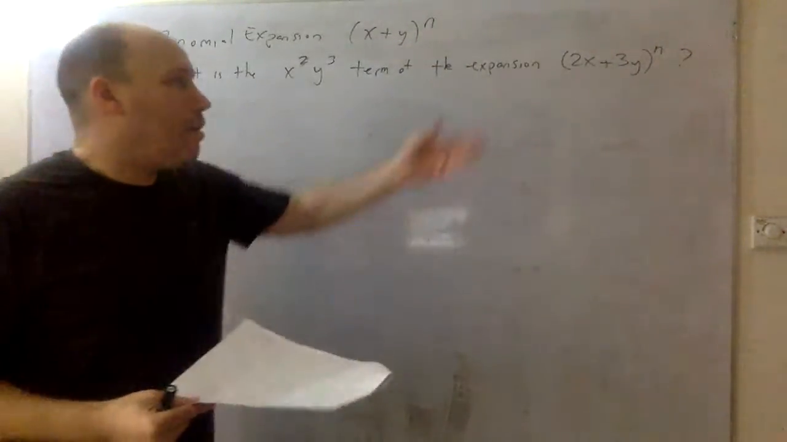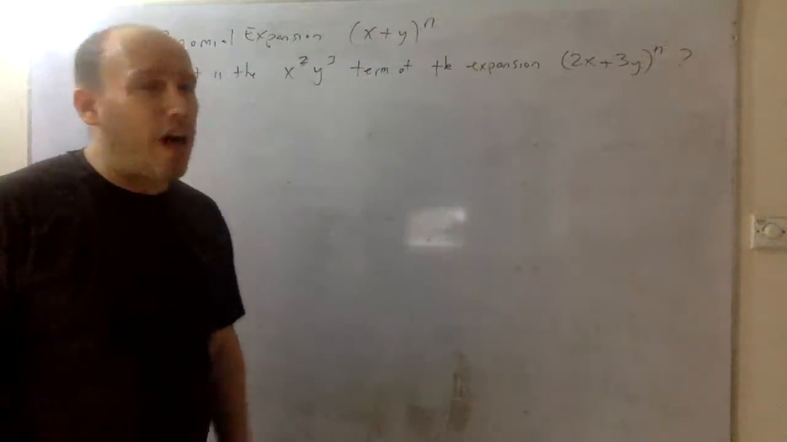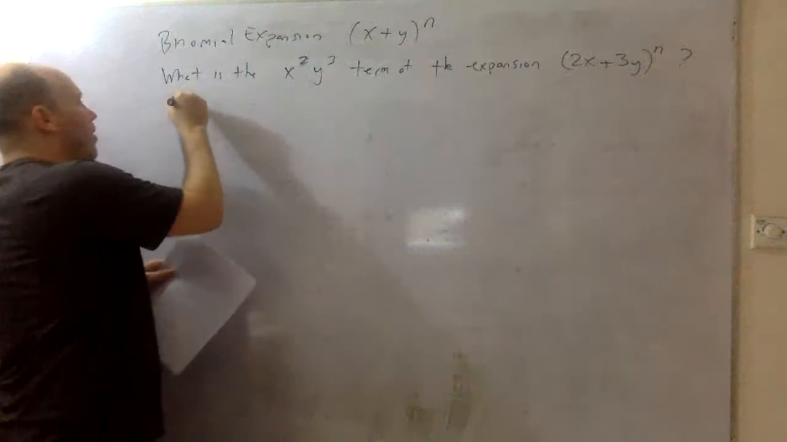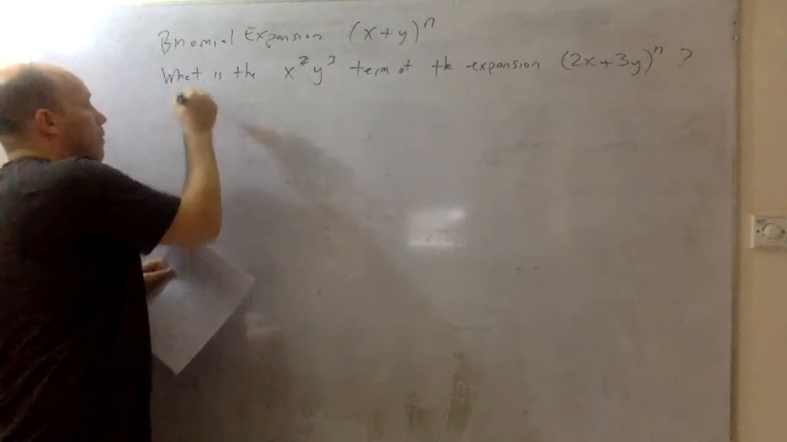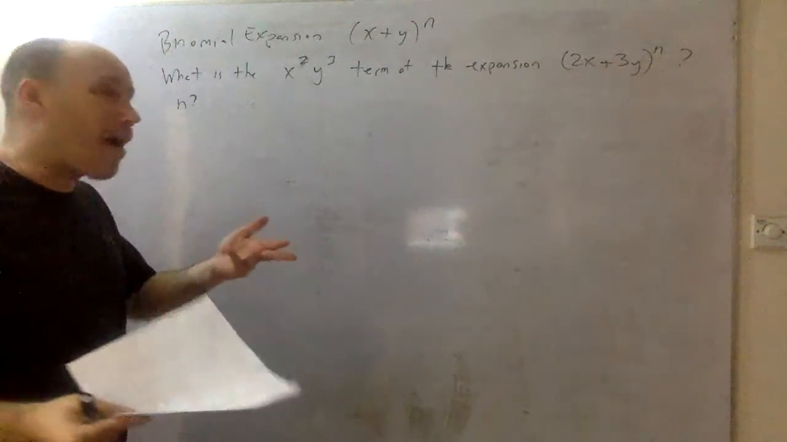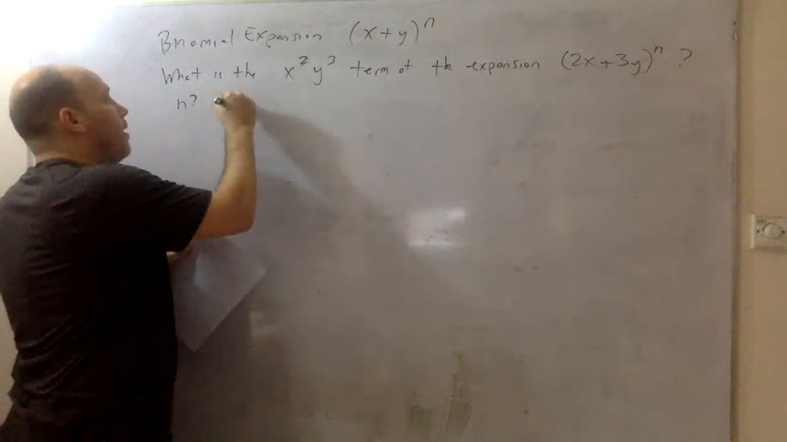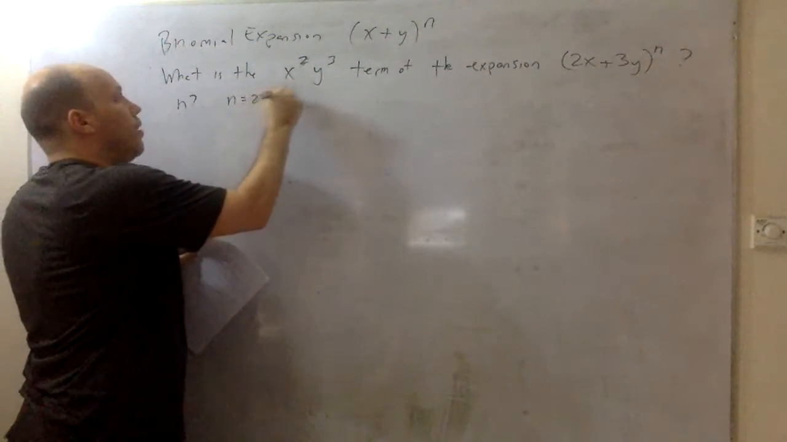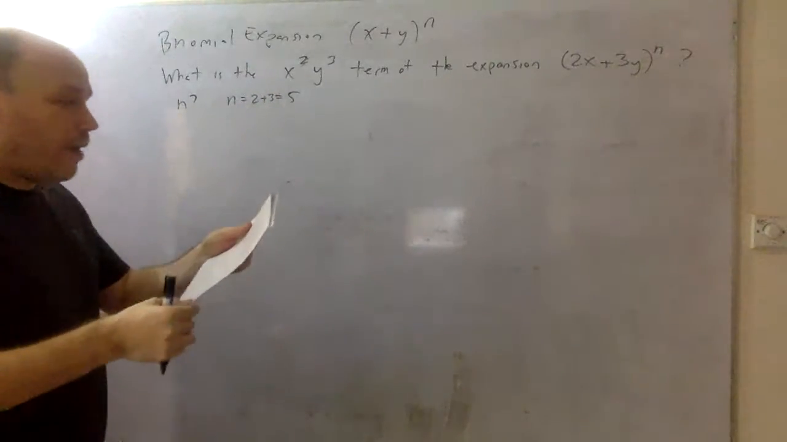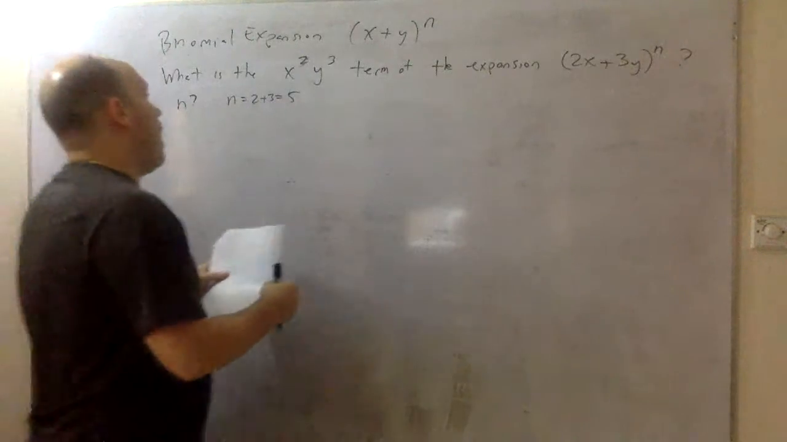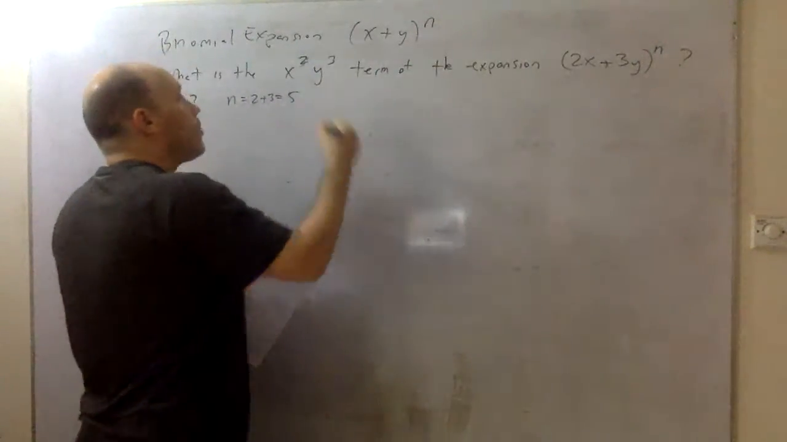First of all, what's the first thing you might ask yourself? Yeah, what's the n? Right? What's the n? Well, what do you think? Correct. We know 2 plus 3 is equal to the n. So n equals 2 plus 3, which is 5. That's fine. Now, we are interested in the x squared y cubed term, so we can write it out.